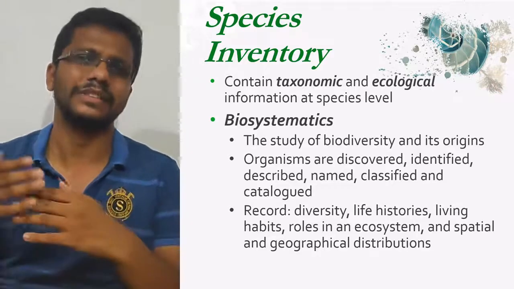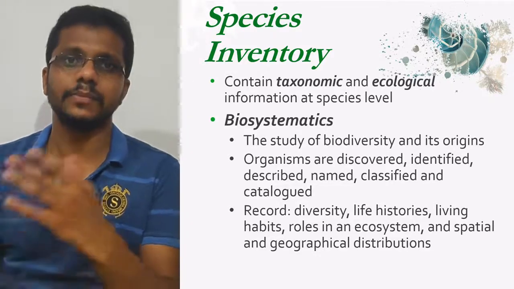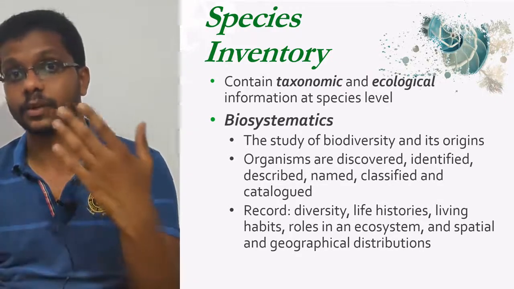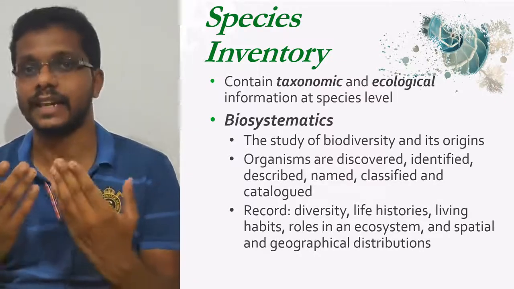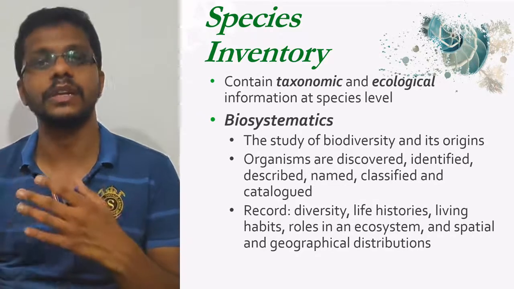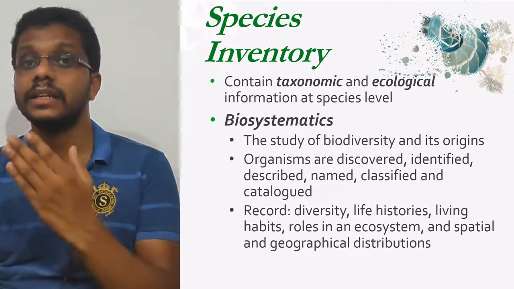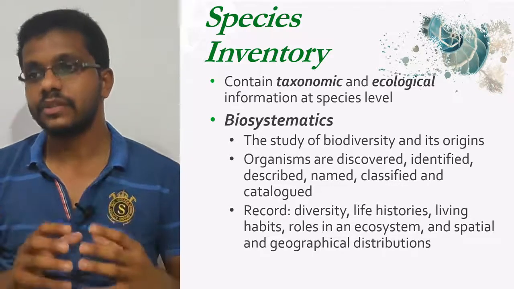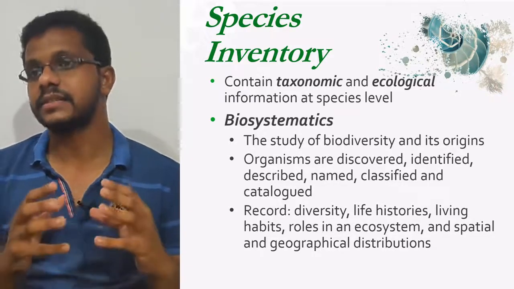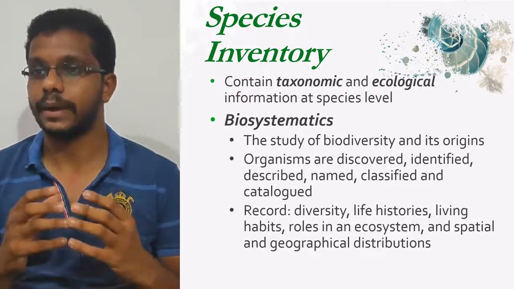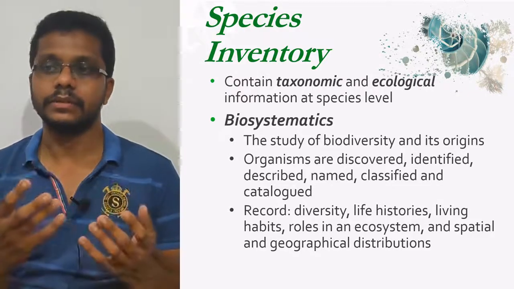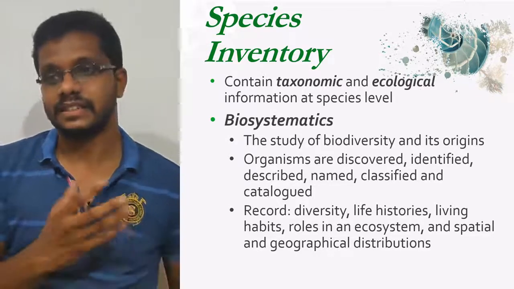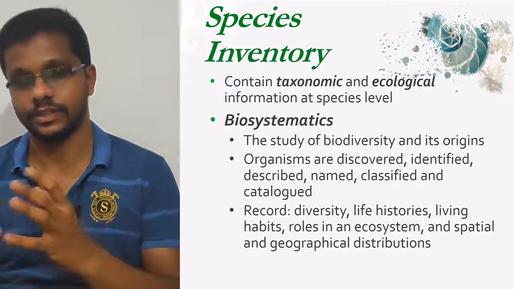So it is not just a list of organisms, it's more than that. By looking at the inventory, we can actually say what are the roles of different organisms played in an ecosystem. So that will be very useful for conservation efforts and to preserve ecosystem function. So the field of science which actually made this species inventory is called biosystematics. You have already known systematics or biosystematics. Biosystematics is basically the study of biodiversity and its origins.